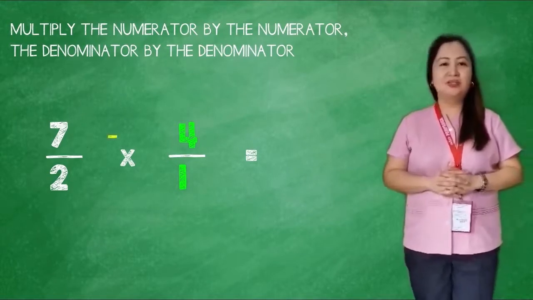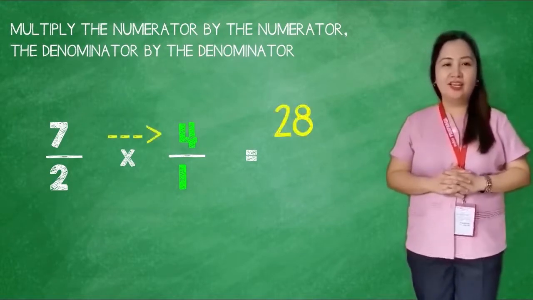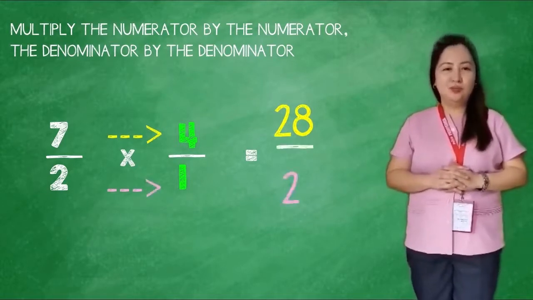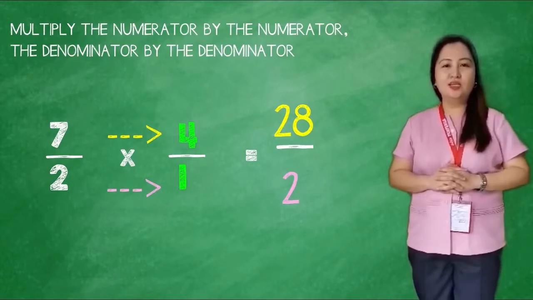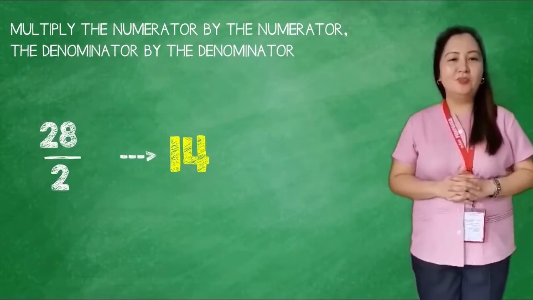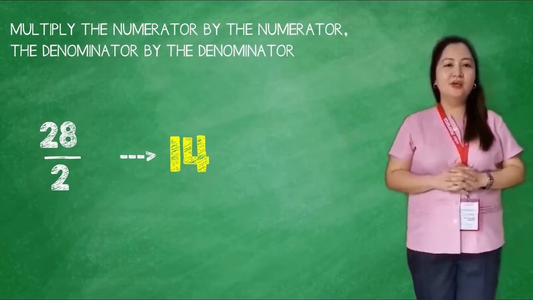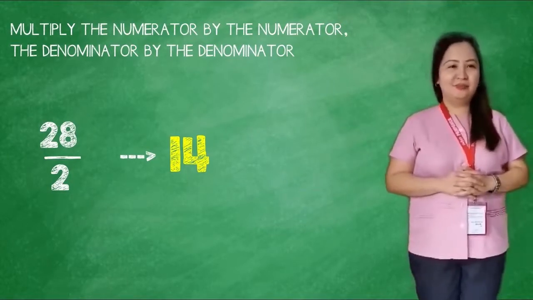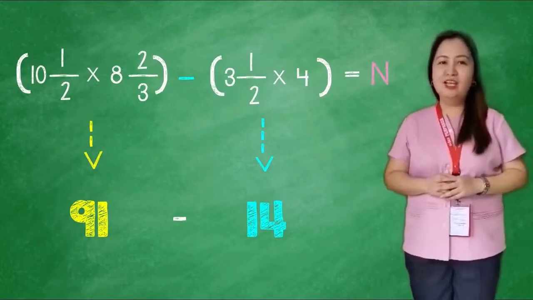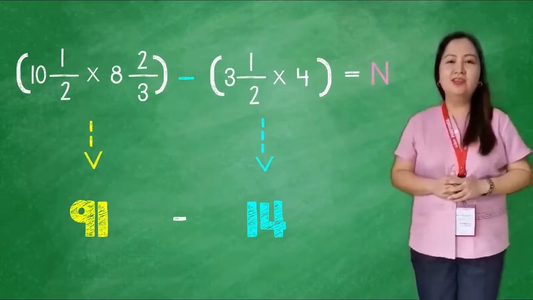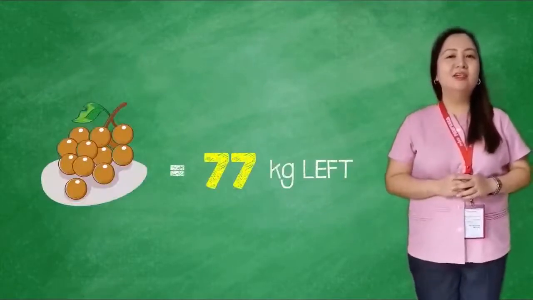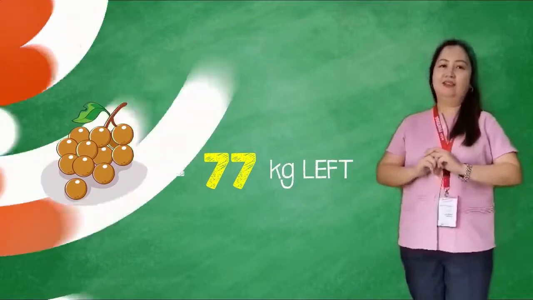Multiply the numerators. 7 times 4 is 28. Multiply the denominators. 2 times 1 is 2. So it is 28 over 2. Change it to simplest form by dividing 28 by 2. The second product now is 14. Since we have the two products, 91 and 14, we can subtract. The difference is 77. So we have 77 kilograms of lanzones left.